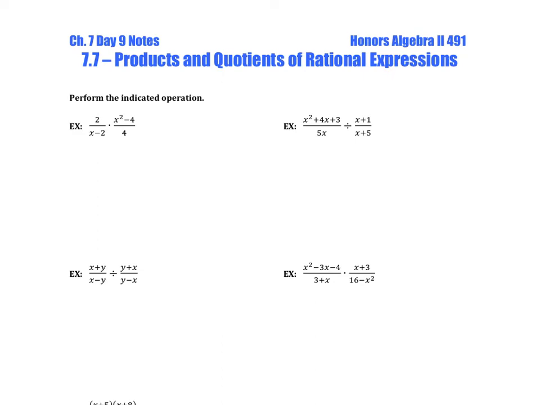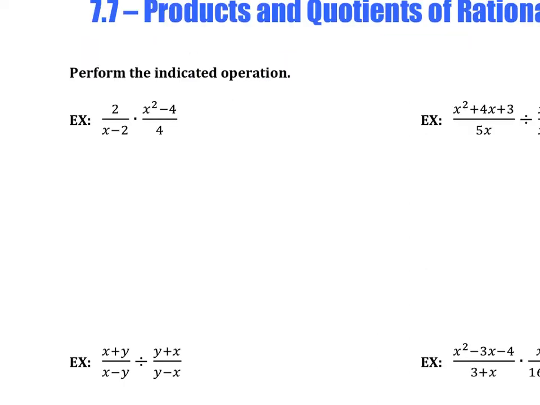We're in Chapter 7, Day 9 Notes, which focuses on products and quotients of rational expressions. One of the things that the last few lessons have focused on is factoring polynomials. Now we're going to take a look at rational expressions and be able to multiply and divide rational expressions and simplify the result. Our instructions say perform the indicated operation.